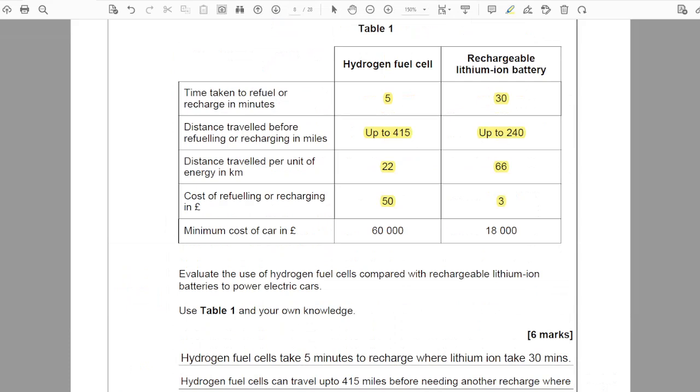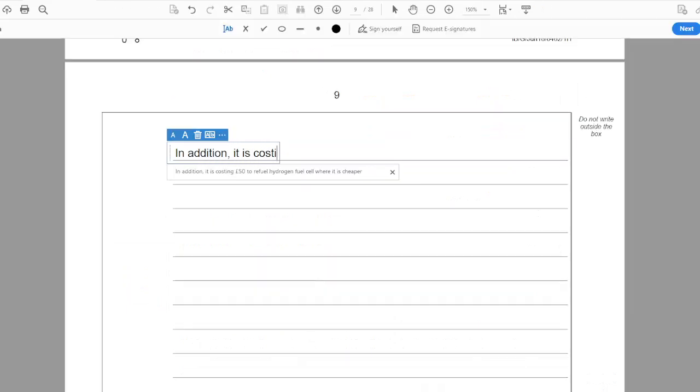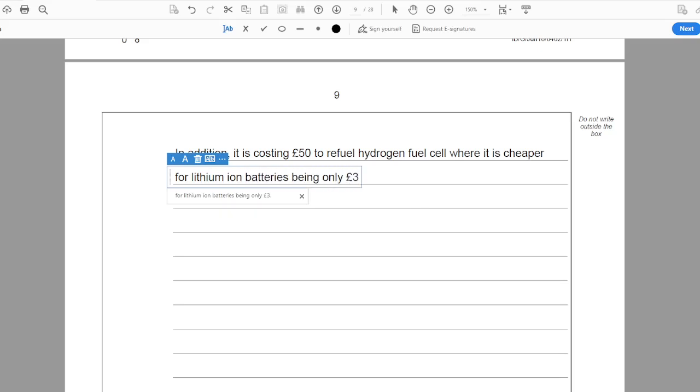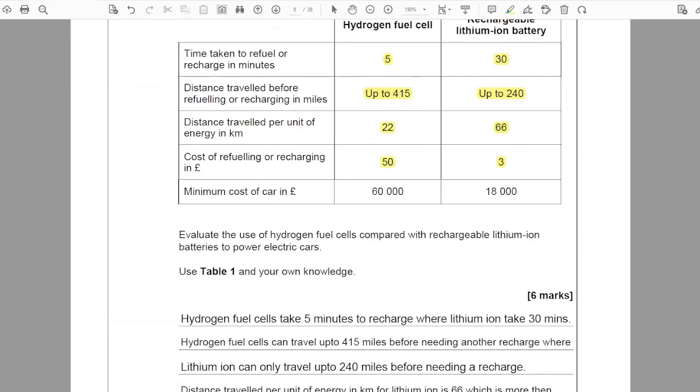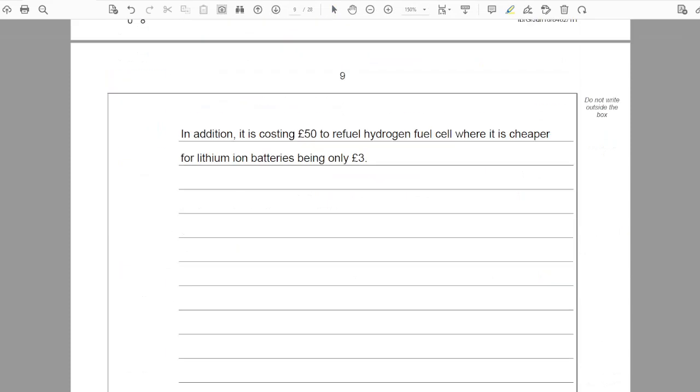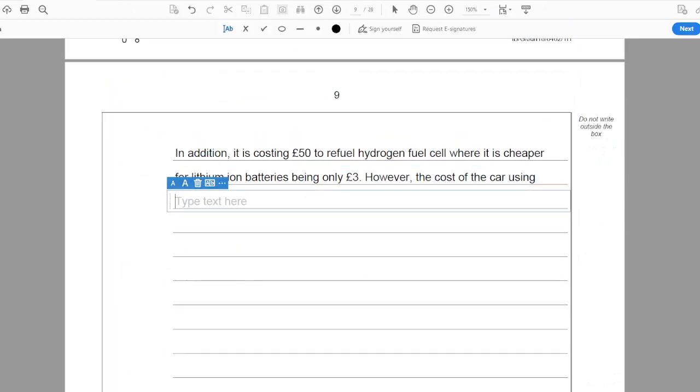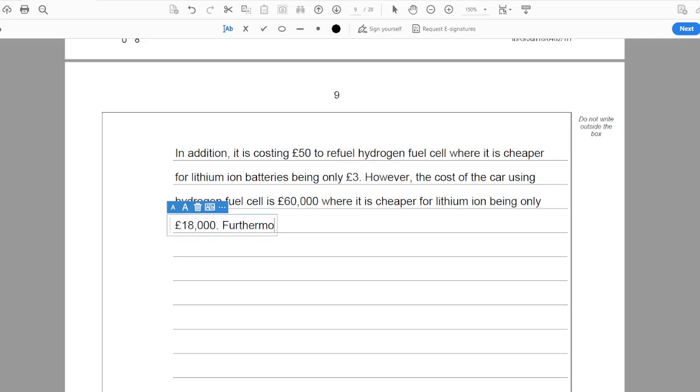In addition, the cost to recharge the batteries is £50 for a hydrogen fuel cell, where it's only £3 for rechargeable lithium-ion batteries. And the minimum cost of the car is £60,000 for a hydrogen fuel cell, but it's £18,000 for rechargeable lithium-ion batteries. After you stated the information on the table, you need to use your own knowledge to back up your statement, and then finally, if you have time, you should include a conclusion to summarize what you've explained.